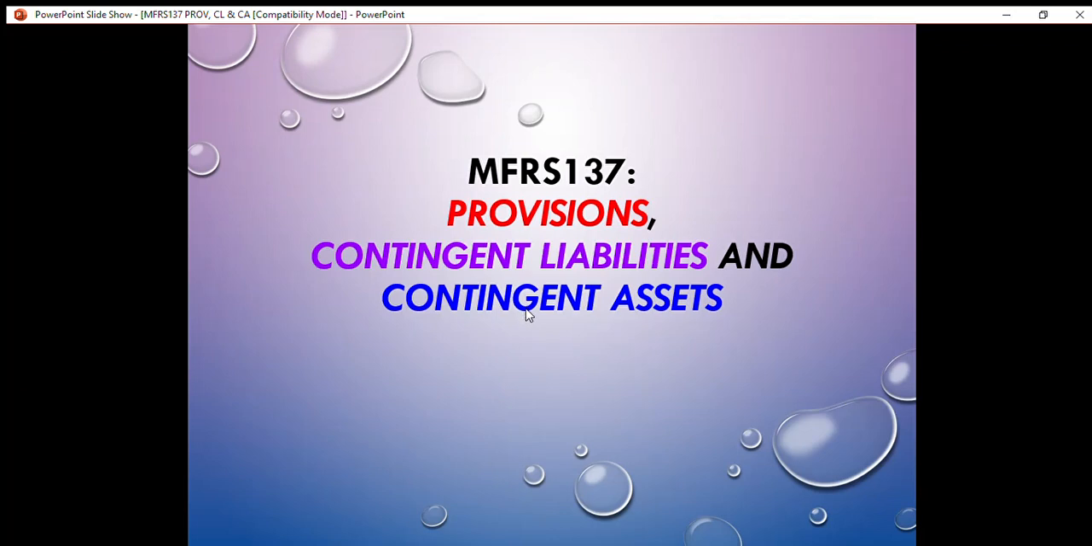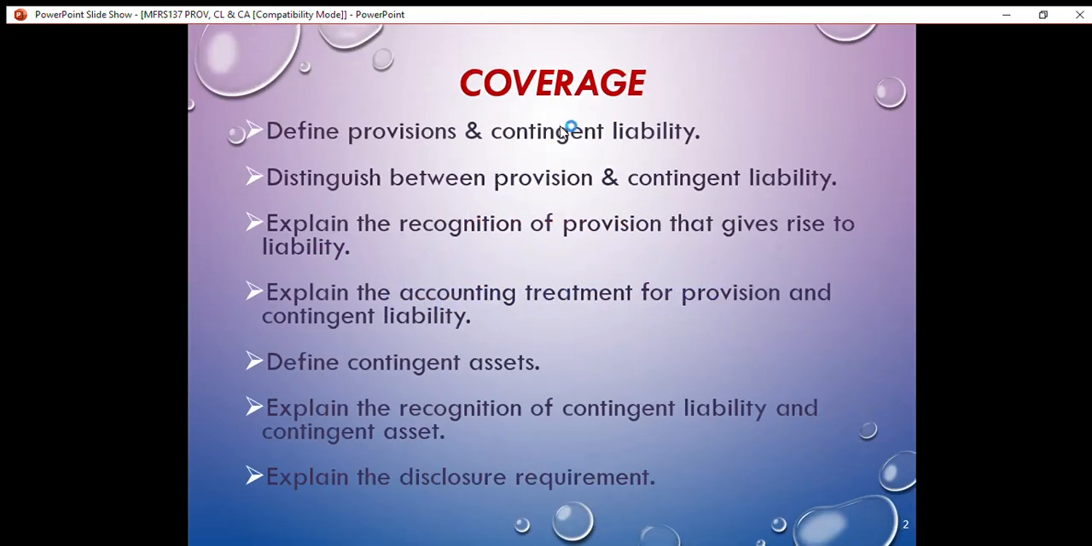Okay, now it's time for me to explain about MFRS 137, that is on provisions, contingent liabilities and contingent assets. This is the coverage for this topic. First, we're going to look into the definition of provisions and contingent liability.